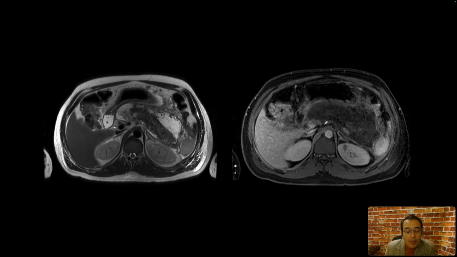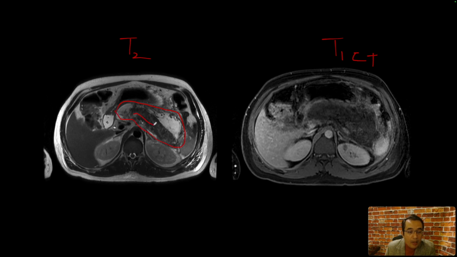This is an interesting patient. They presented with abdominal pain. Their lipase level was elevated, and on this MRI of the abdomen, we see two images, an axial T2 weighted image and an axial T1 weighted image with contrast. So on the T2 weighted image, we see this large complex collection around the pancreas.